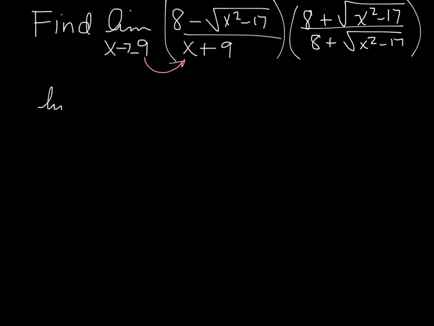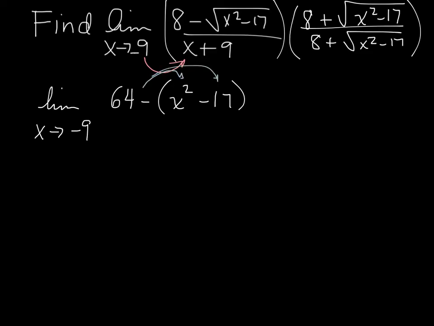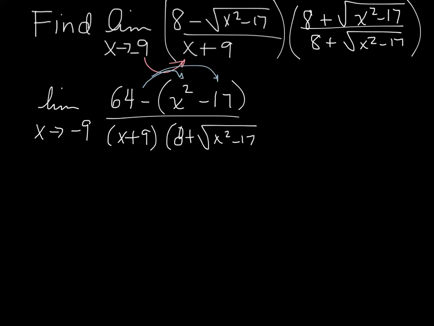So up top, we're going to square the first one, so 8 squared, 64. And then when we square what's under the square root, we get rid of the square root. Just be careful because we're going to distribute this negative sign so you don't lose that. And then the bottom, x plus 9 times 8 plus square root of x squared minus 17.